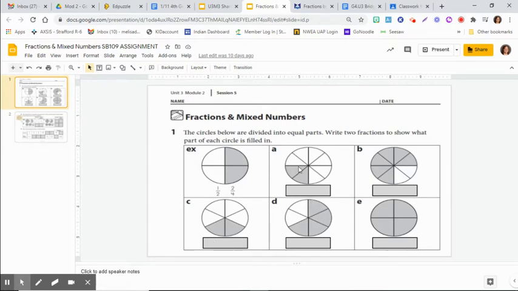Now, on this page, all you're writing are two equivalent fractions. So if we look at this one, for instance, if you could think of this as just being in fourths, how many fourths are colored in? Then look at how many sections this is actually cut into. 1, 2, 3, 4, 5, 6, 7, 8. And how many of those eighths are colored in? So here you have two fractions that are equivalent. We've got 1/4 and we have 2/8. That's what you're doing on each of these.